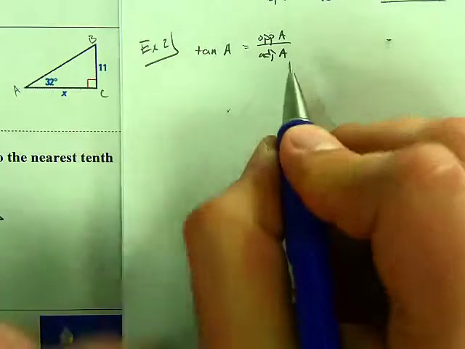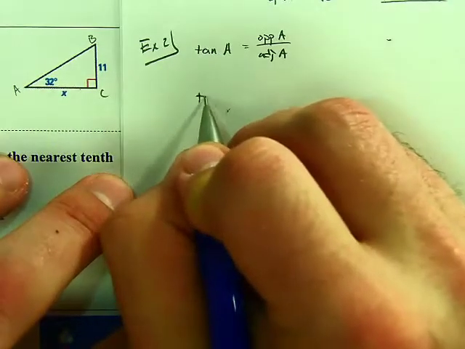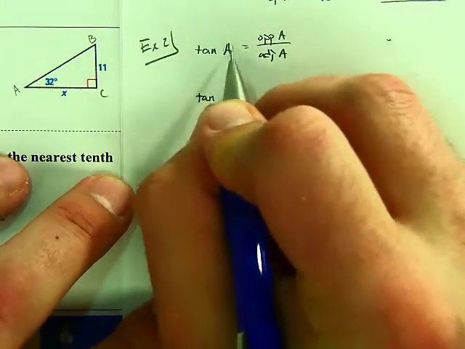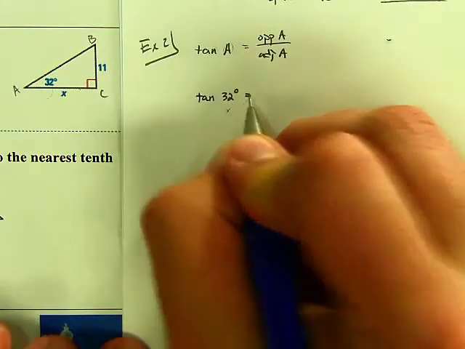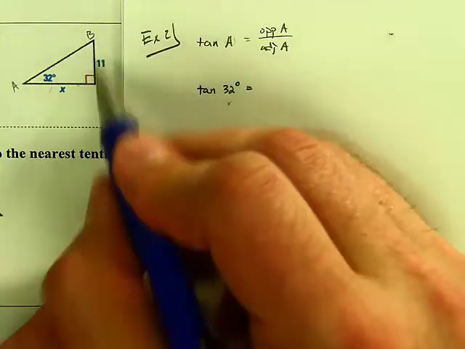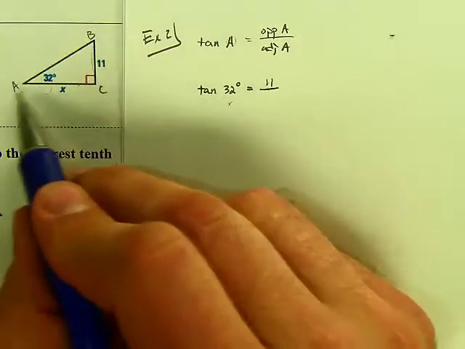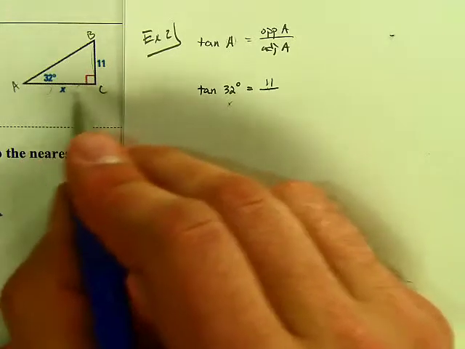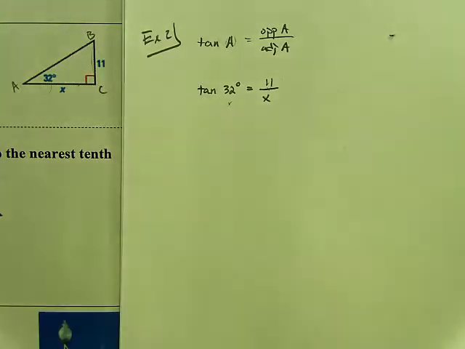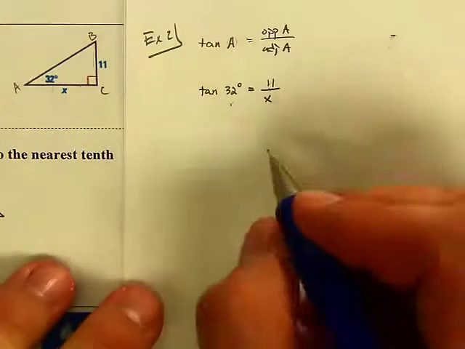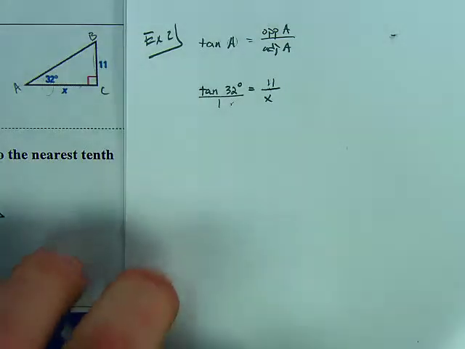And then I'm going to fill in everything. So tangent is the ratio that I'm setting up, and A is the degrees. So A is 32 degrees. So tangent of 32 equals opposite, so BC, which is 11, over adjacent AC, which is x. Now, I can't solve for x on the bottom, so think of it as cross multiplying, like we're basically multiplying by x to move it over to the other side.